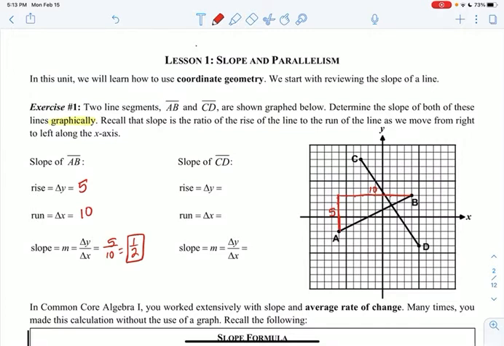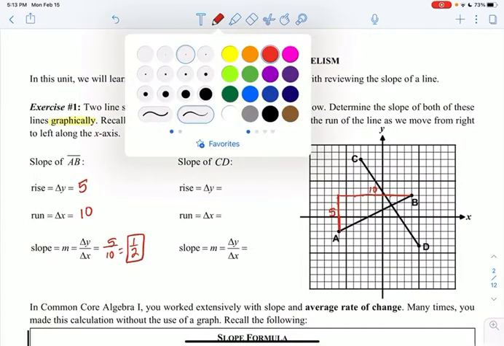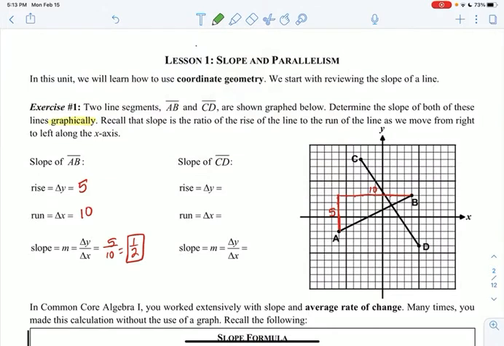Any line that starts low, like where the A is, and goes up and to the right, has a positive slope. CD, we're going to see in a second, has a negative slope. So let me grab a different color for that. So CD, I'm going down, okay? So I'm drawing this in green right here. So let's see how far down I have to go. And then I have to go over.